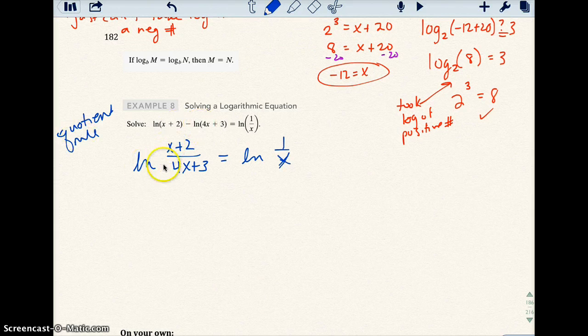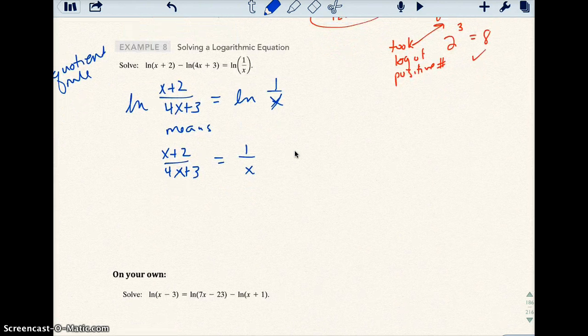Notice that the natural log of something equals the natural log of something. These two things have to be equal to each other in order for the statement to be true. This means that x plus 2 over 4x plus 3 has to equal 1 over x. There's two ways to solve this. I can just cross multiply, or I can multiply both sides by x times 4x plus 3, which is the lowest common denominator.